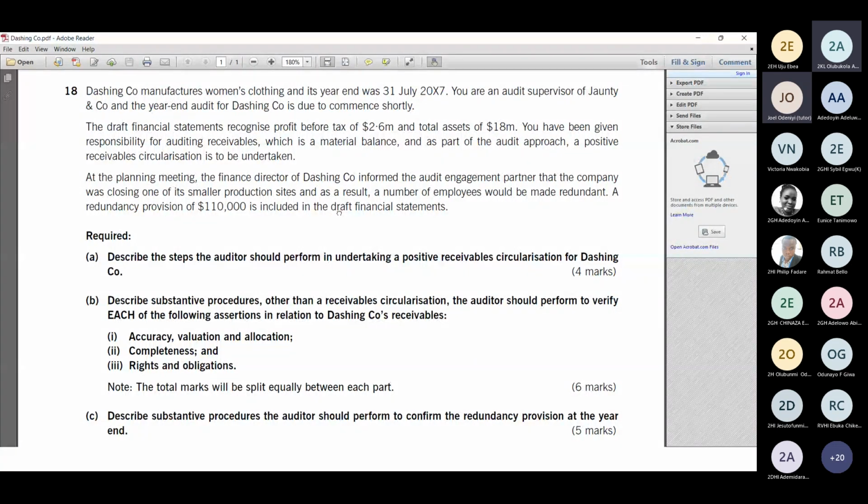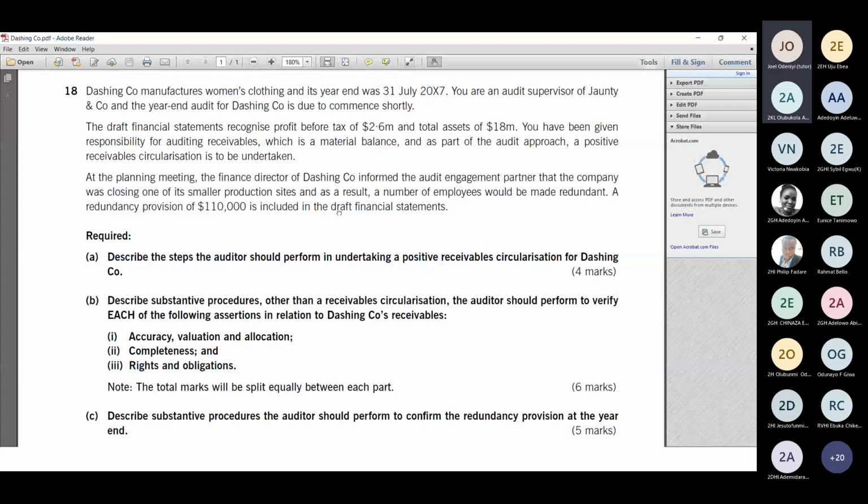Isn't that checking for accuracy or valuation? Doesn't that look more like valuation to you? Let me think. When you're comparing from the listing to the GL, hold on. When you're checking for completeness, you're more concerned about whether some of the transactions or invoices are missing. So you'll be carrying out procedures that help you do that.